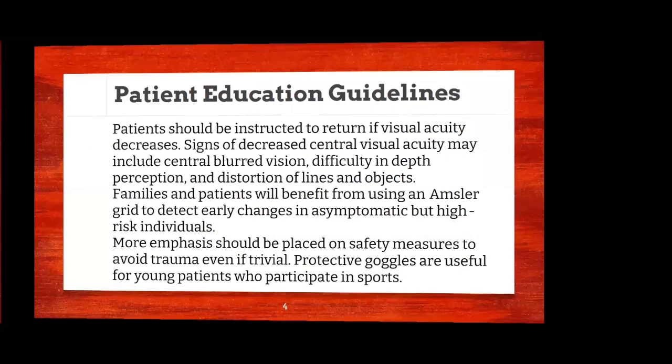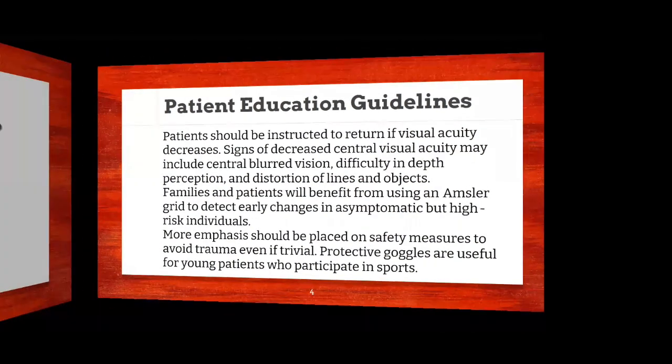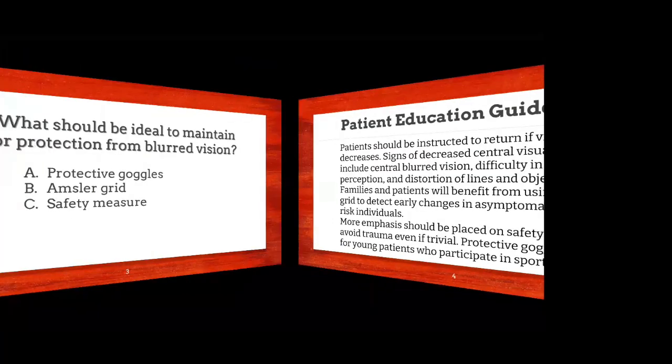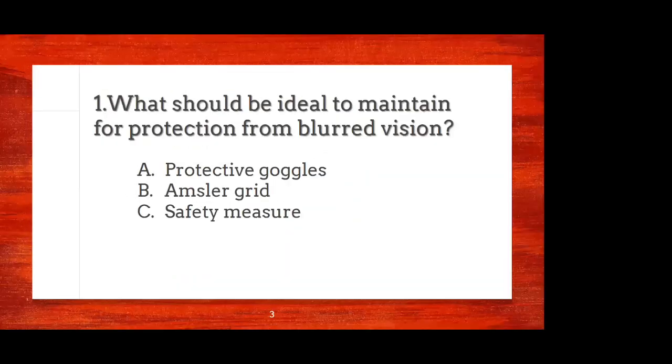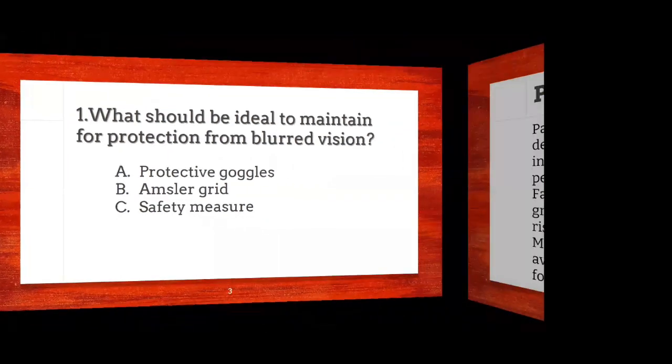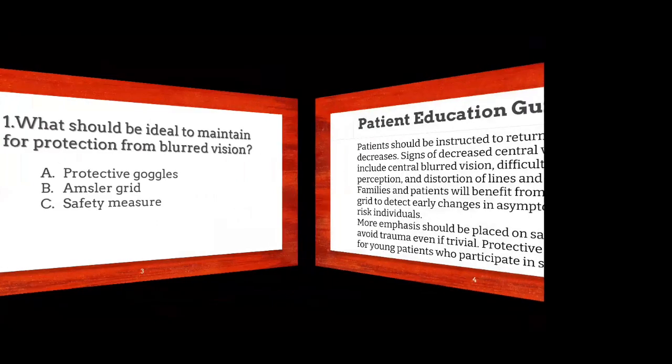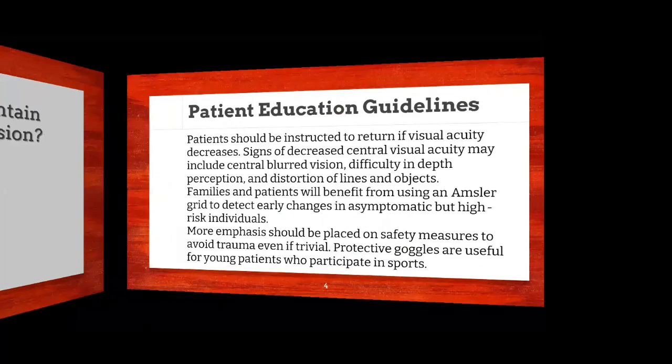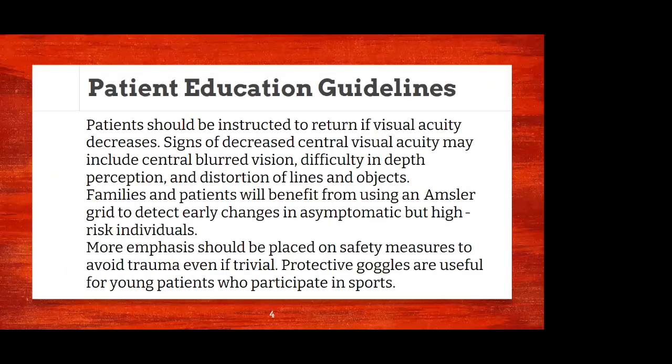So the question is, what should be ideal to maintain for protection from blurred vision? So you have protective goggles, Amsler grid, and safety measures. Amsler grid, that is B. Everyone has B as the answer. That's the right answer. The answer is B. Very good.